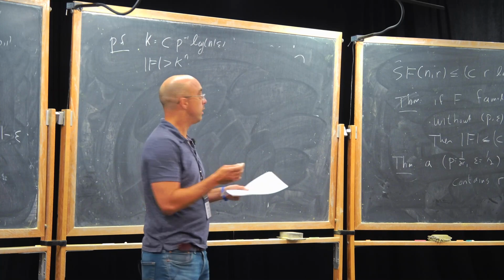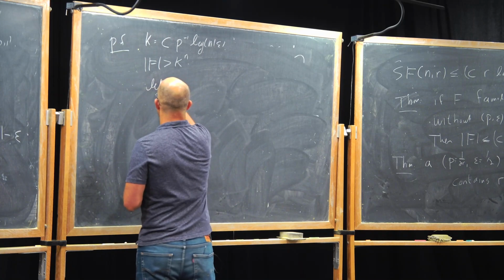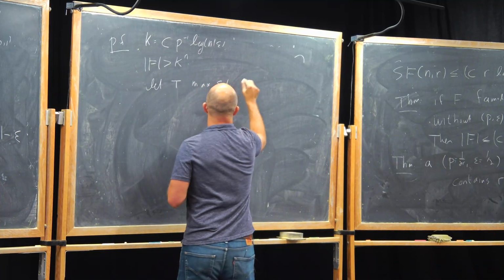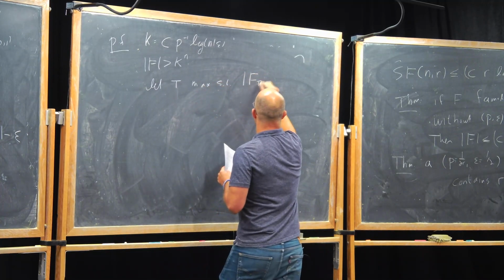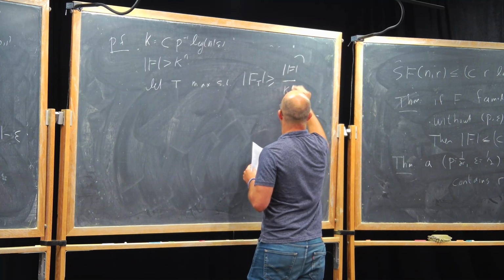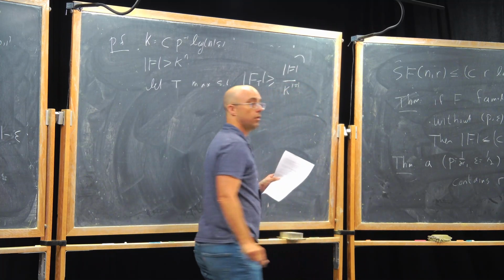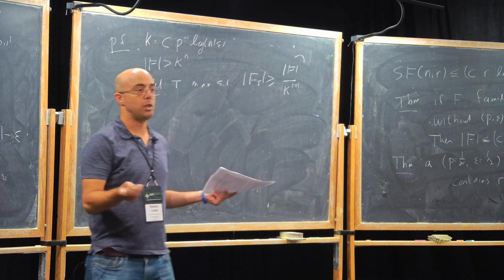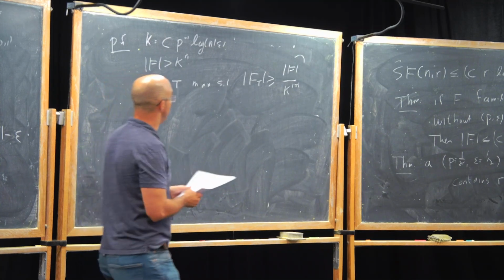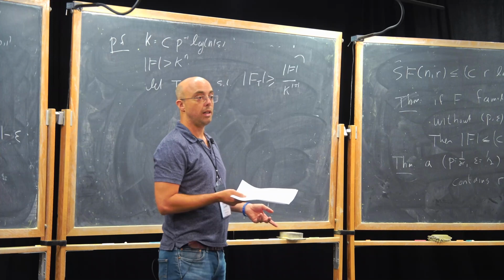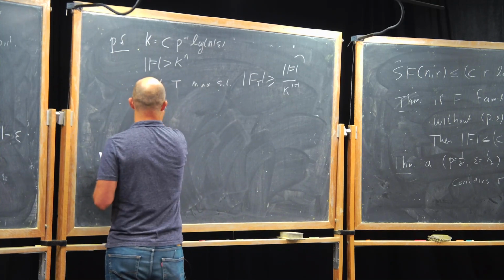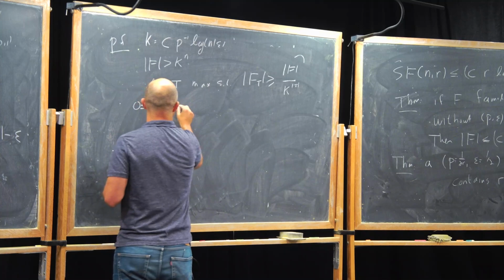k-spread. So let T be maximal such that F_T is at least the size of F over k to the |T|. Let's show this maximal link exists. I'm claiming, first of all, it exists because we could choose T to be empty. Also, I'm claiming that the size of T, which is at least 0, is also less than n.